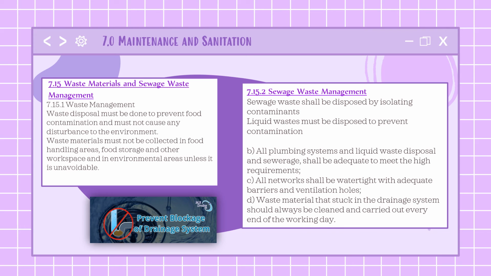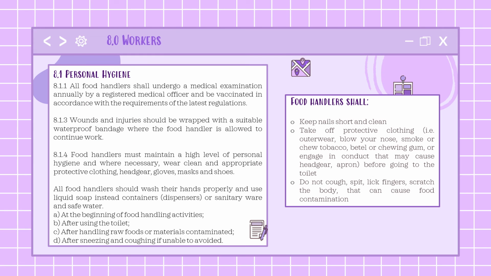All plumbing systems and liquid waste disposal and sewerage should be adequate to meet the height requirements. All networks should be watertight with adequate barriers and ventilation holes. Waste materials that are stuck in the drainage system should always be cleaned at the end of every working day. Next, we have workers.